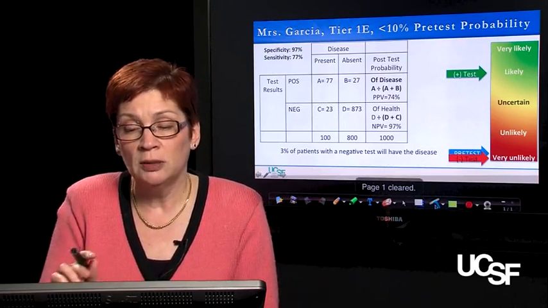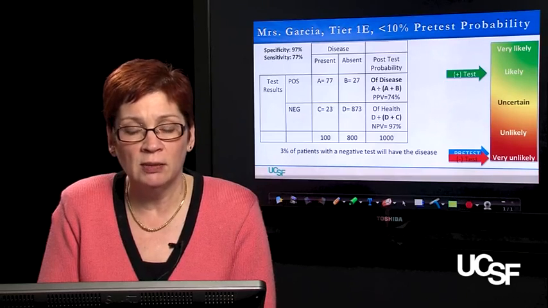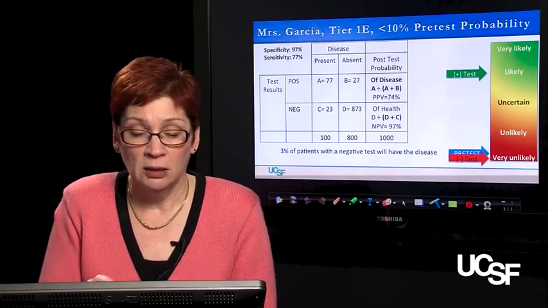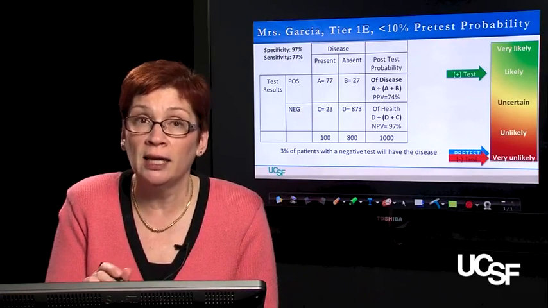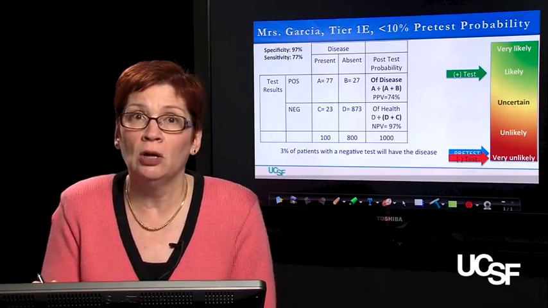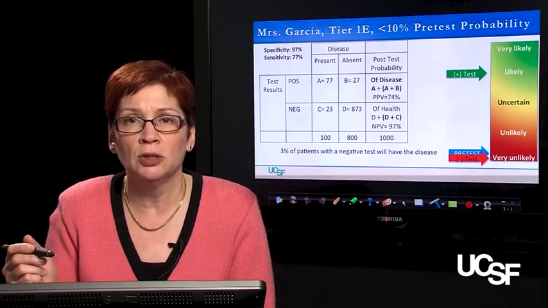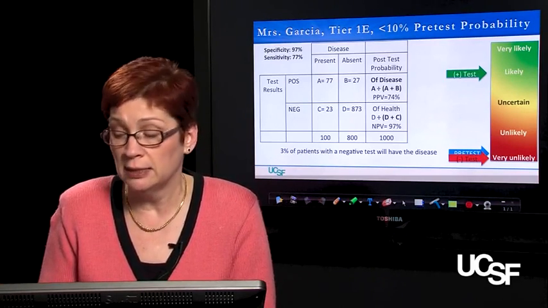So what I want you to see here, though, is how these tests with the same sensitivity and specificity perform very differently depending on the pretest probability of disease, whether it's very high, like Mrs. Triglione, or very low, like Mrs. Garcia. You have to think ahead about what a test result is going to mean in the different populations in which you're considering the diseases.